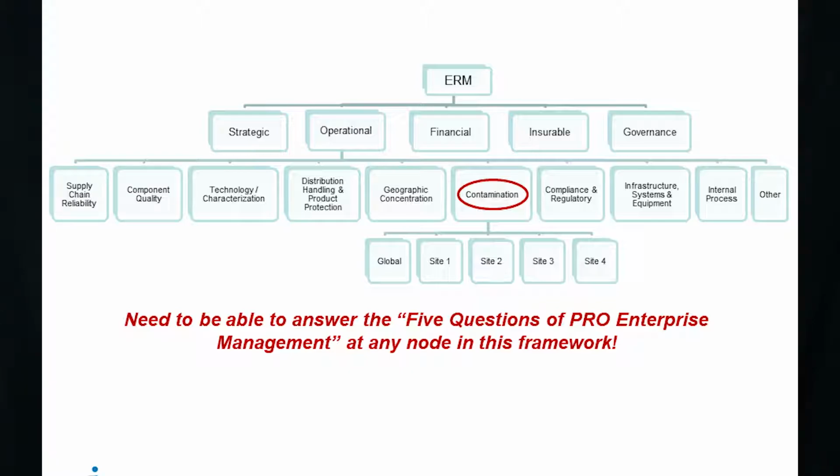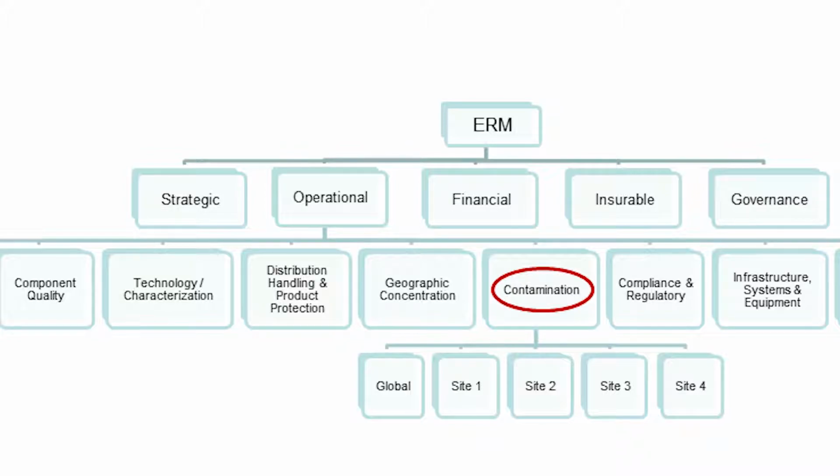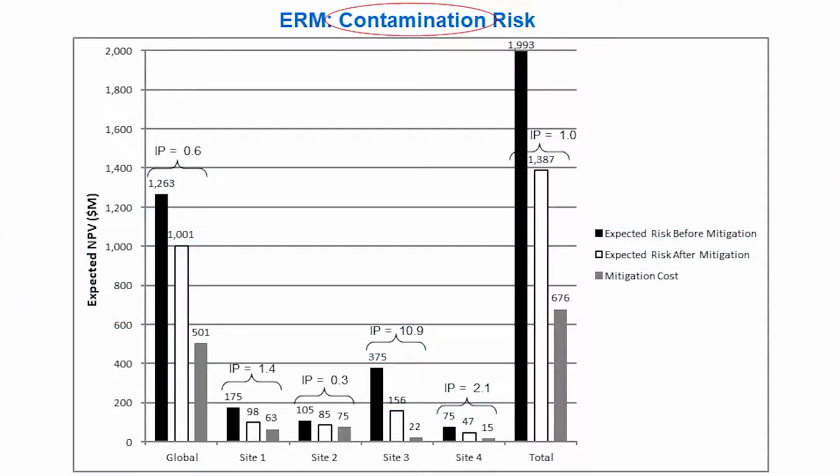For the second filter, we also need to be able to answer the 5 questions of pro-enterprise management at any node in the framework. Let's consider contamination risk. And as you see, contamination risk is split between the 4 existing sites where contamination could occur and the notion of a global contamination risk. The risk assessment second filter will enable the insights in this graph regarding contamination risk.